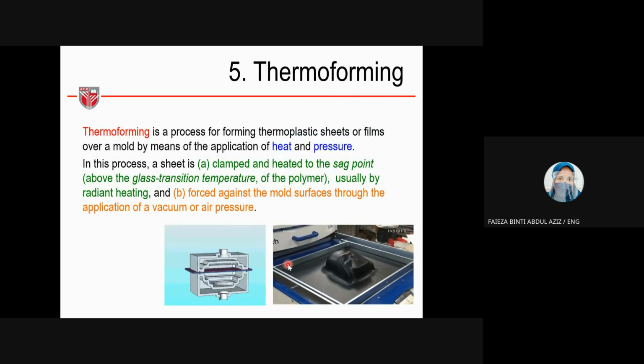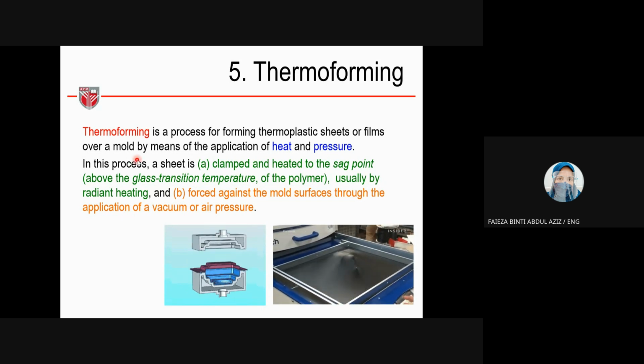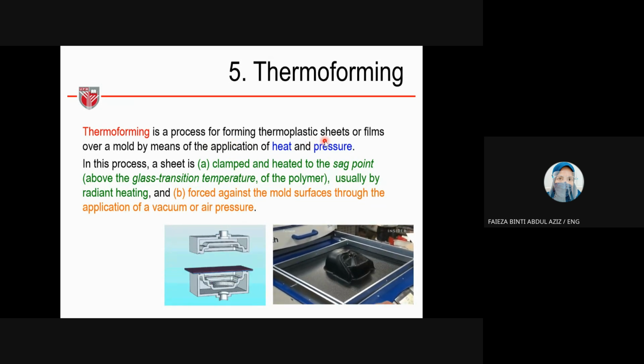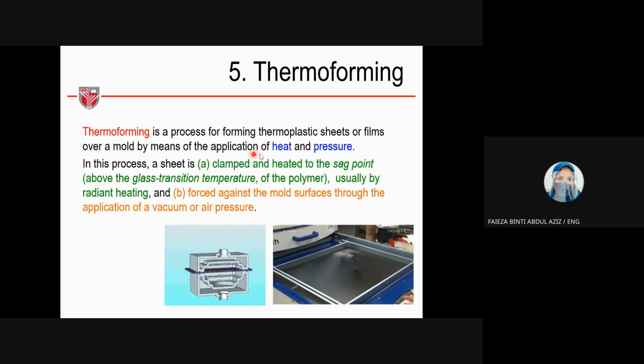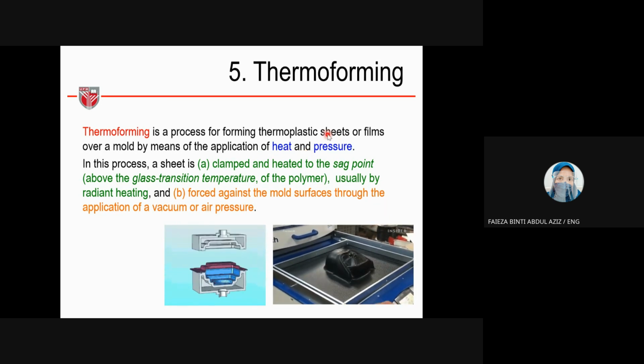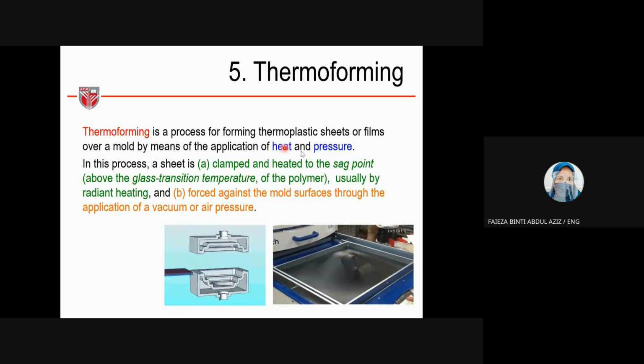Okay, next process is thermoforming. Thermoforming is a process for forming thermoplastic sheets or films over a mold by means of the application of heat and pressure. So you remember, sheets or films, okay? And then we apply heat and pressure.